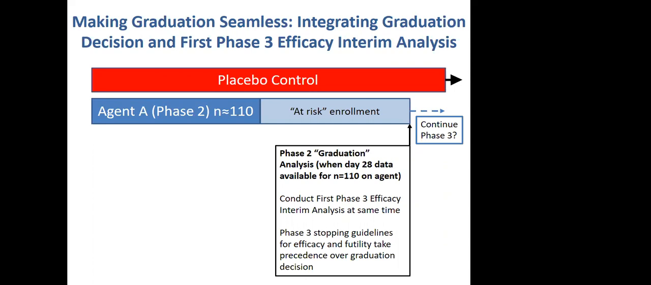There were very clear criteria or stipulations in the protocol that the phase 3 stopping guidelines for efficacy and futility would take precedence over any graduation decision. So really focusing the assessment on the hospitalization and death outcome rather than the virology and symptom marker outcomes.